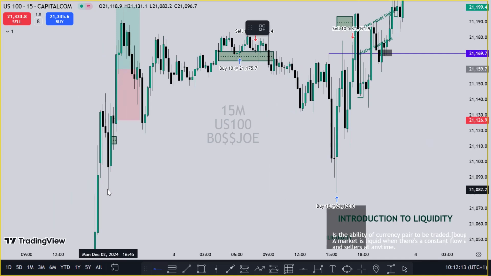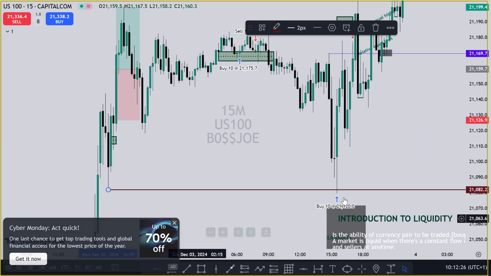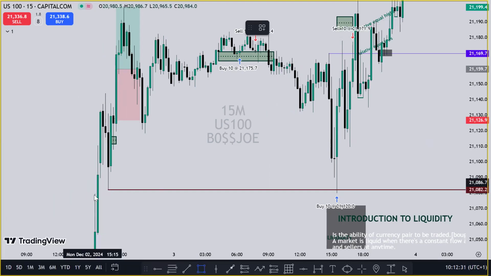Hope you guys are seeing. You are seeing, right? This low. I marked that and watched how price reacted there. As you can see, it came and swept this low. And inside that low too, there's also a fair value gap, between this candle's high and this candle's low.